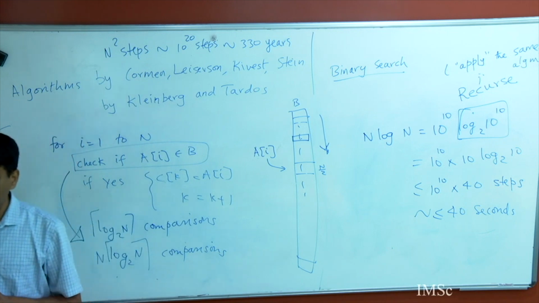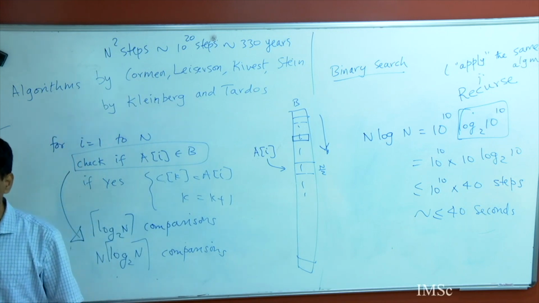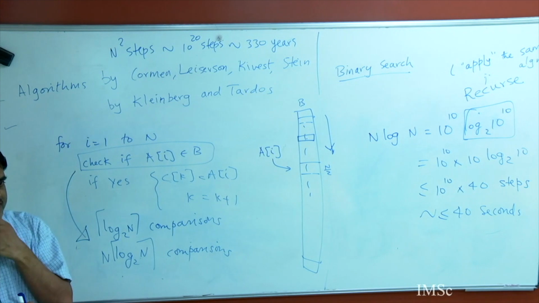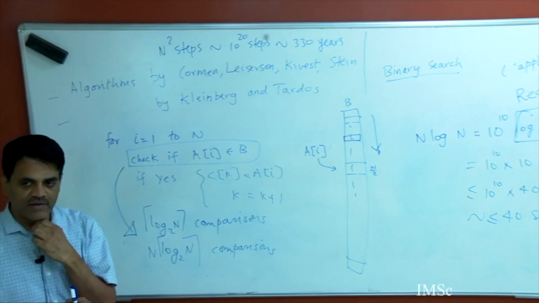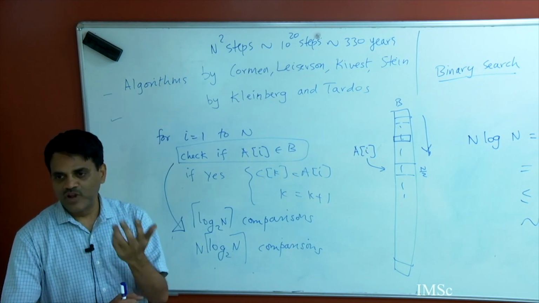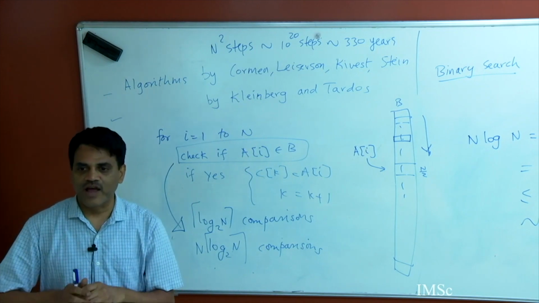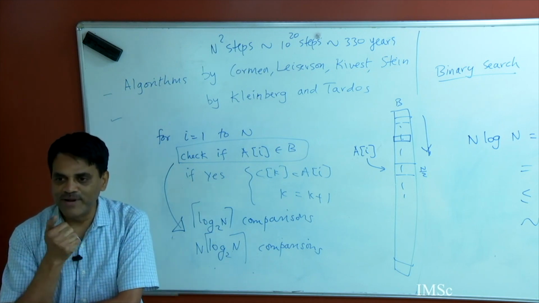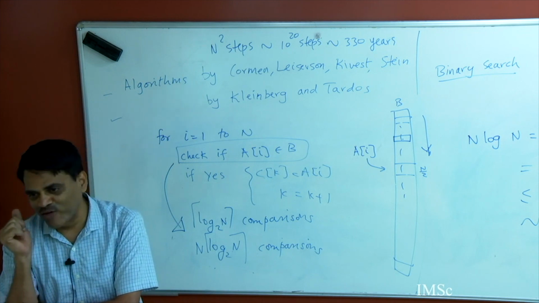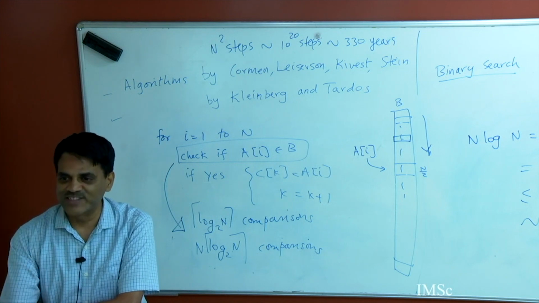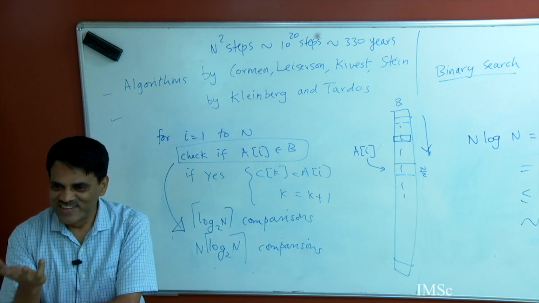Quite dramatic, right? Remember, the n square algorithm was taking 330 years. And n log n is just like 40 seconds, right? Sometimes when you run some program and it's taking ages, you might blame it on the internet, or maybe there is an infinite loop. No, no, no. Maybe there is an n square algorithm which will take 300 years.